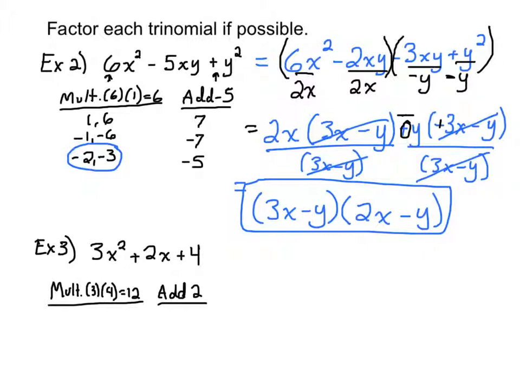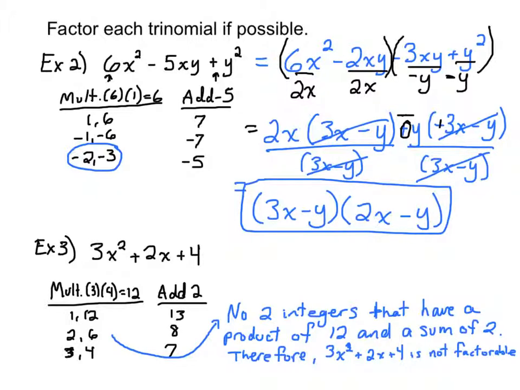Okay, example 3, we have 3x squared plus 2x plus 4. So we need two integers that multiply to 3 times 4, which is 12, and add to +2. So we look at factors of 12. We have 1 and 12, but that adds to 13. We have 2 and 6, which adds to 8. 3 and 4 adds to 7. Even if we try negative factors of 12, I don't think we're going to find a sum that equals 2. But that's all the factors of 12.